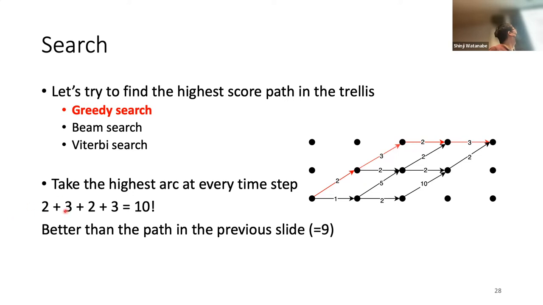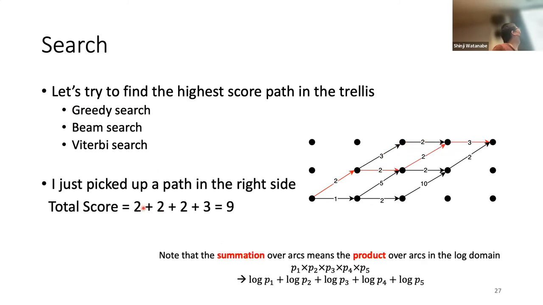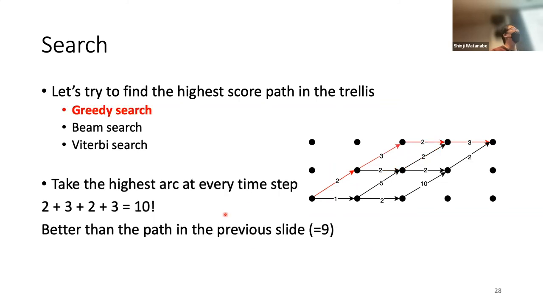And this is actually 2 plus 3 plus 2 plus 3 equals 10. It's higher than the previous path, right? This one is more likely to be considered as the HMM state sequence.